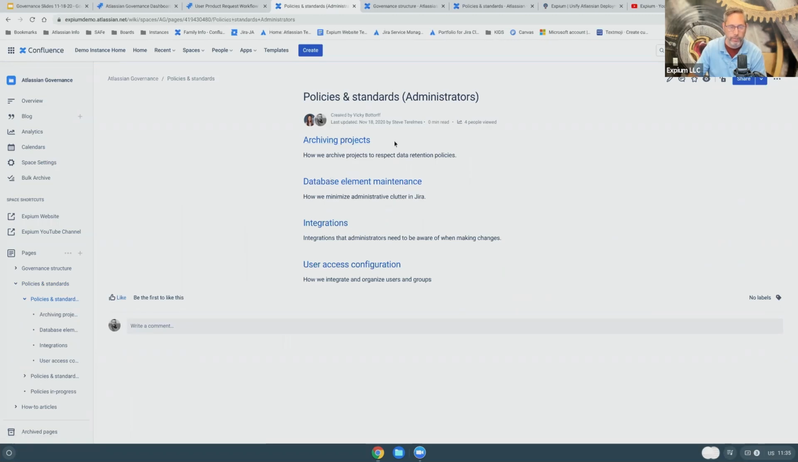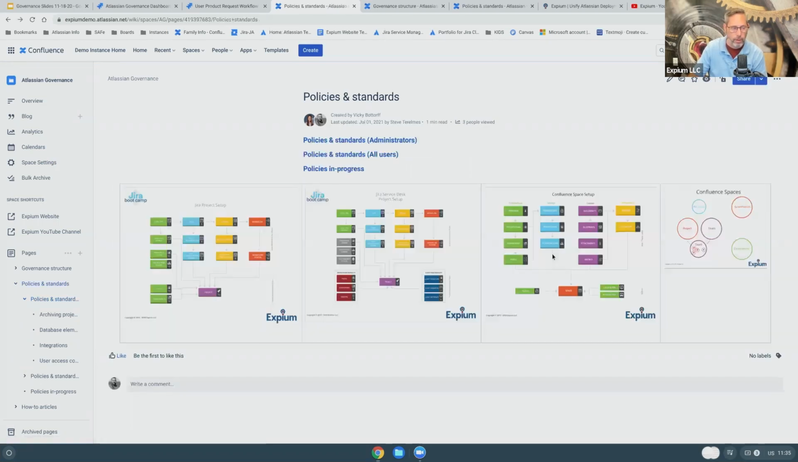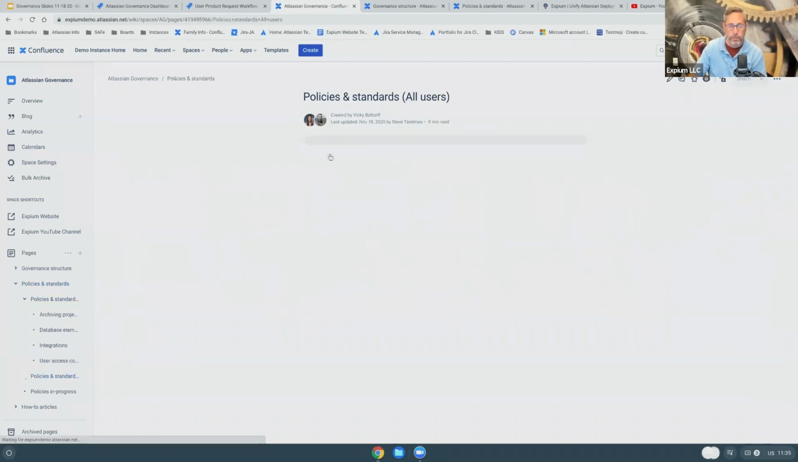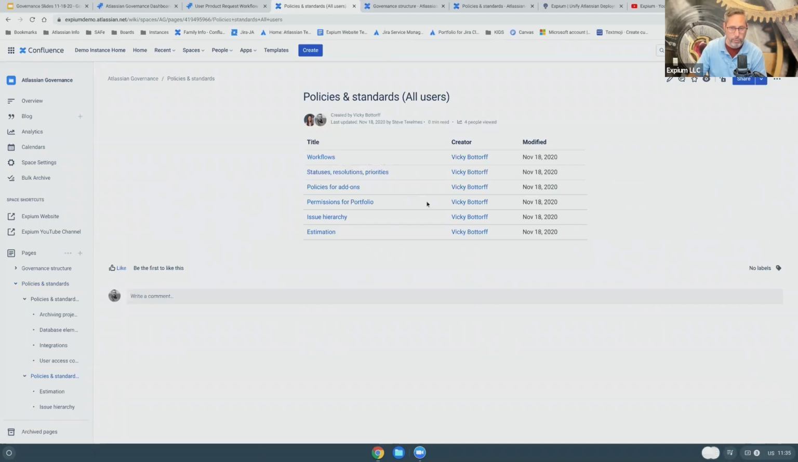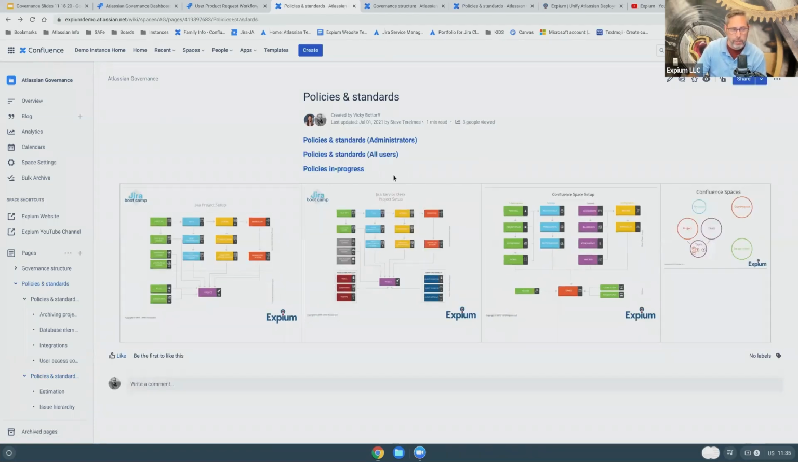Here's a few of them: archiving projects or database element maintenance, integrations, user access configuration, right? These are going to be policies that the governance team has put together. Here's some policies for users. What are workflows and how do workflows work? What are status and resolution policies? Which of these are standardized versus customized? Things like that, right? Okay, these policies can be dynamic.